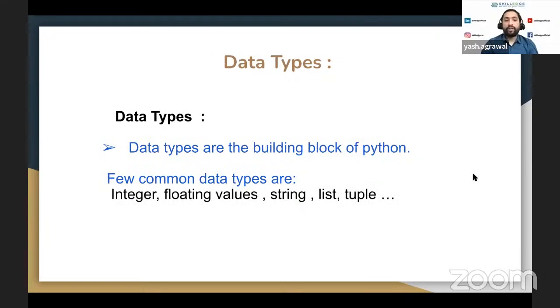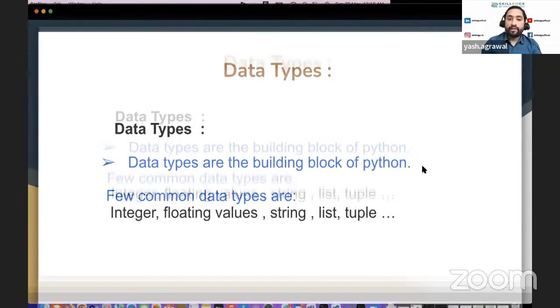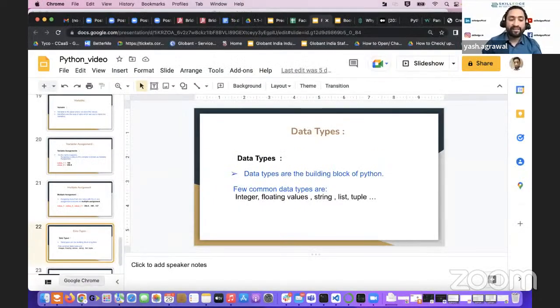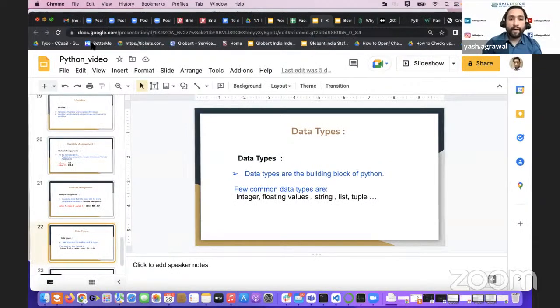Now moving ahead, you can see the data types. What are data types? Data types are the building blocks of Python. The values are defined into different categories. They are given different nomenclatures, like integers, floating values, strings, tuples, sets. These are your different data types. Now we will see all these examples with the help of your Python code. Let's move towards your Python code now.